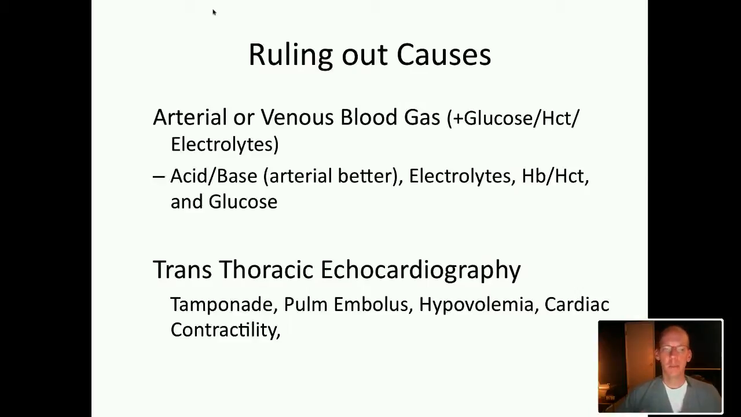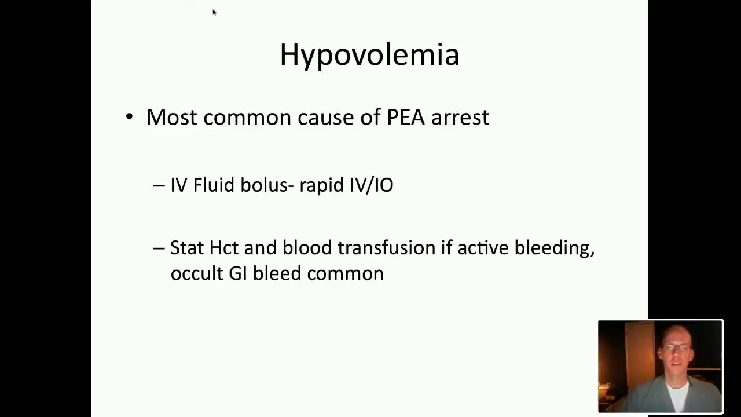So valuable information. Once again, if you don't have the skill set, you're going to have to find someone who can do this. So you're going to anticipate and plan, call for that resource early, but I encourage you to get additional training on this skill, because emergent basic transthoracic echo is a very useful skill to have on your team. So let's go through them one by one, and we'll talk about how you rule them out and how you treat them. So hypovolemia, it's the most common cause of PEA arrest.